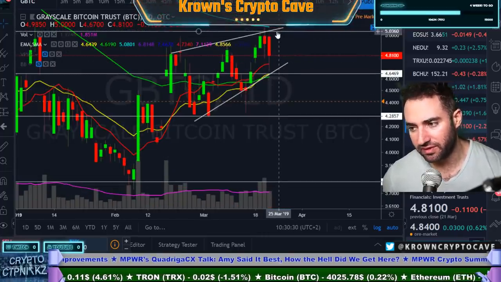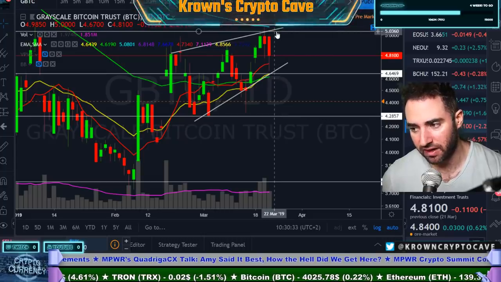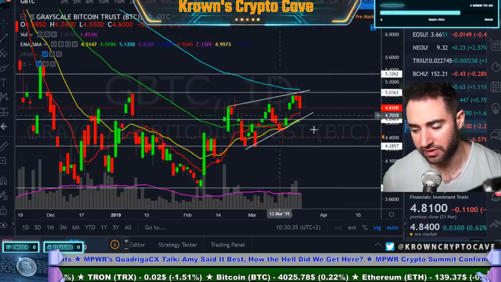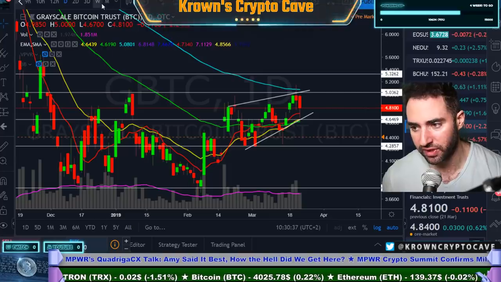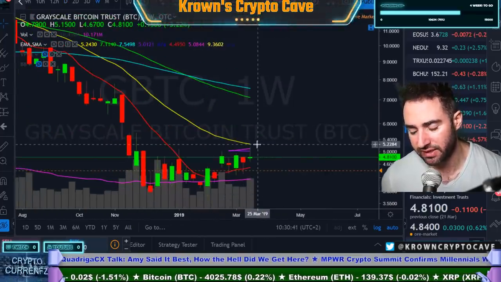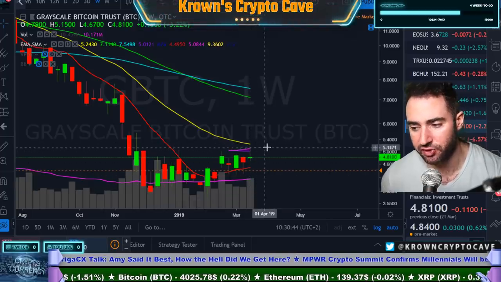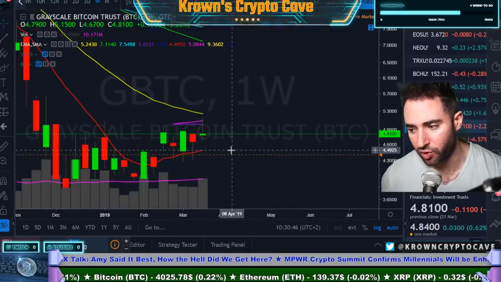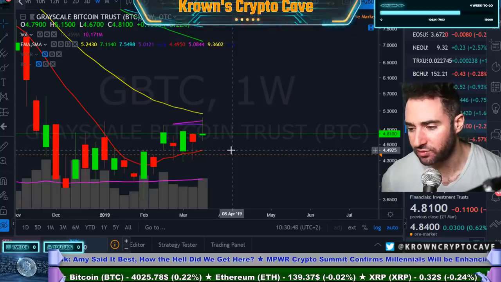So as long as GBDC is below $5, I would be looking at this with more bearish goggles. I'm curious what the weekly looks like. Yeah, weekly looks like a test of the 21 exponential and then down. Nice shooting star candle right now. Weekly support would be right around 449, 450, which would make sense.